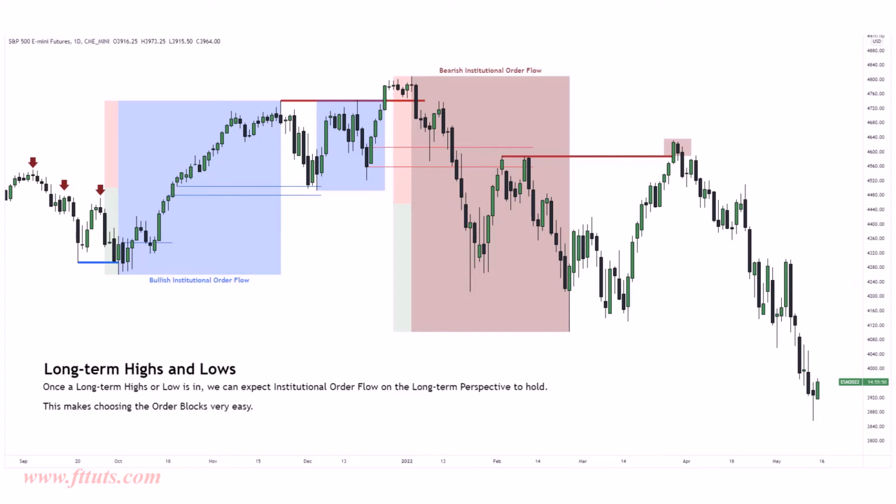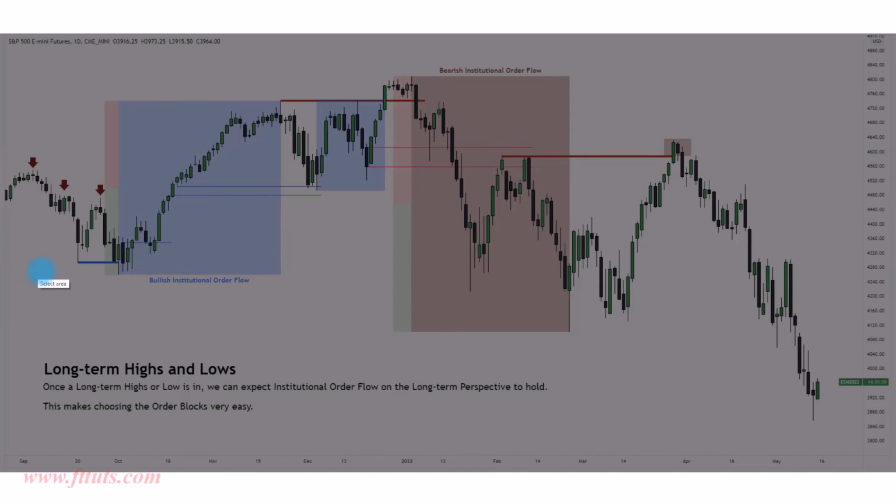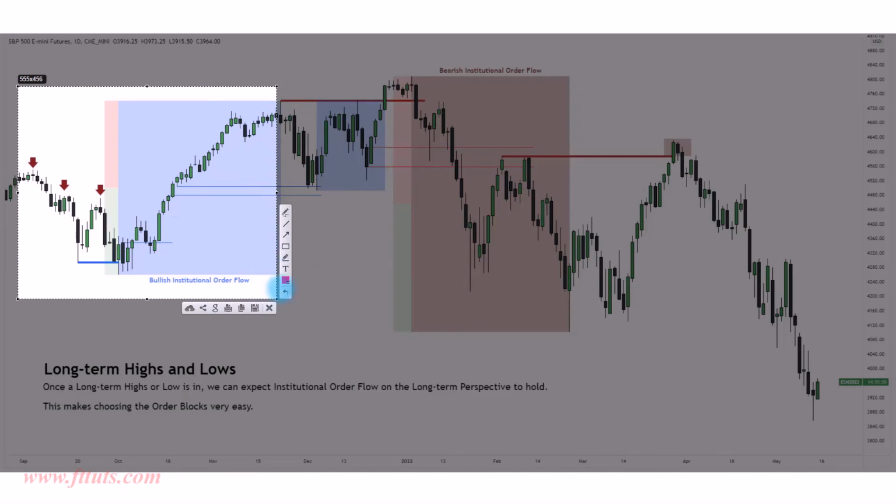So let's talk a little bit more about long-term highs and lows. Once we know a long-term high or long-term low is in, we can expect institutional order flow on that long-term perspective to hold. This makes choosing order blocks very easy. Here we have the first long-term low in. Now we can start saying, okay, this order block's going to hold, this order block's going to hold, and these order blocks are going to hold. We'll talk about these order blocks in a bit.